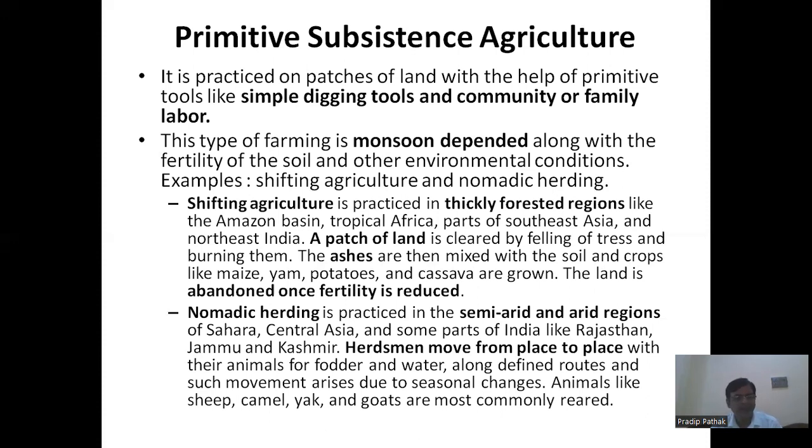The next one is nomadic herding, in which the herdsmen move from place to place with their animals for fodder and water along defined routes, and such movement arises due to seasonal changes. So wherever there is a favorable season, they travel along with their animals and survive at different places.